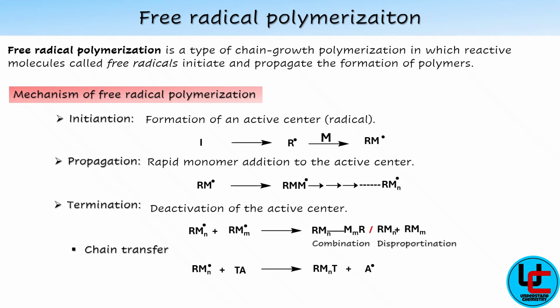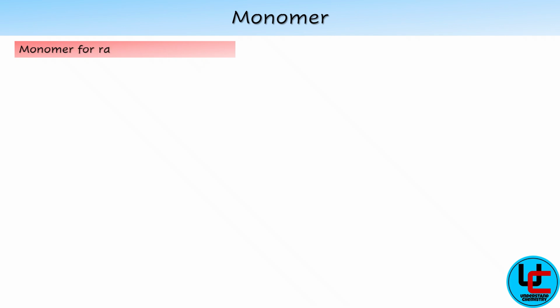Now, the question is what type of monomers are suitable for radical polymerization. In principle, all the monomers that can stabilize the radicals are suitable for radical polymerization. There are simple basic concepts to understand. With the help of these, one can easily recognize just by looking at the structure of a monomer whether it can be polymerized by radical polymerization or not. Here are the requirements for the monomer to fulfill in order to qualify for radical polymerization.